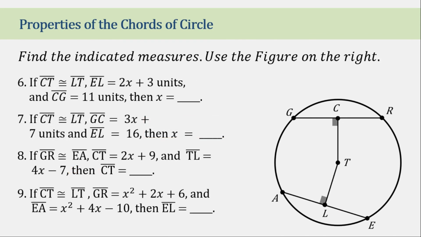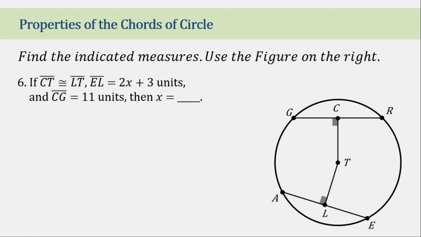Our next set of questions are these. Again, we need to find the indicated measures and we will use the figure on the right. CT is congruent with LT. So they are congruent. Now, if EL measures 2x plus 3, then, wait, let's just put it on the other side.